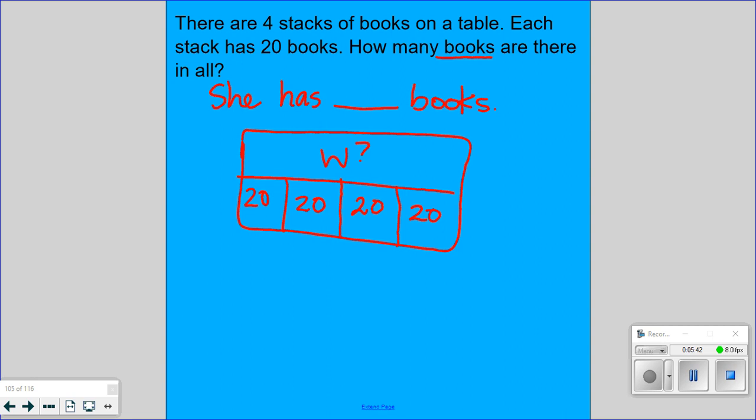Rylan? Hang on to that thought, because that's what we're talking about today. So far, so good? This should not be any different. What equation matches that model? Jalen? 4 times 20. In English? 4 groups of 20. Beautiful.